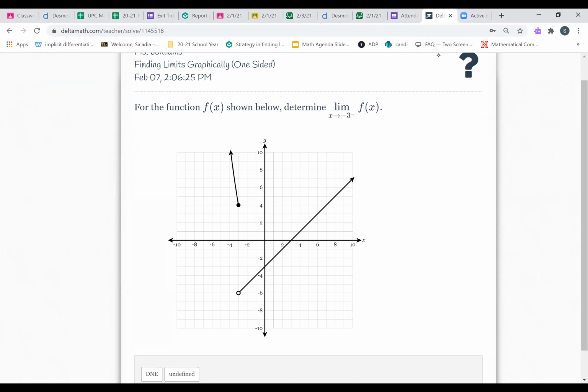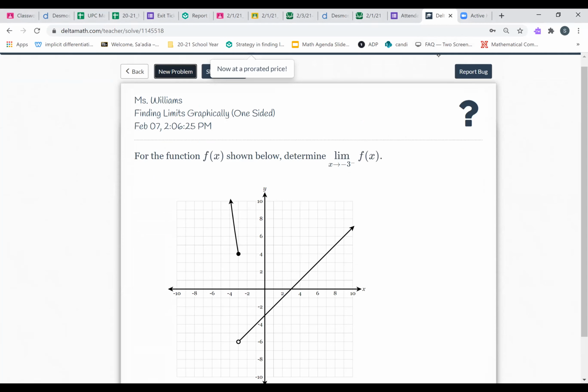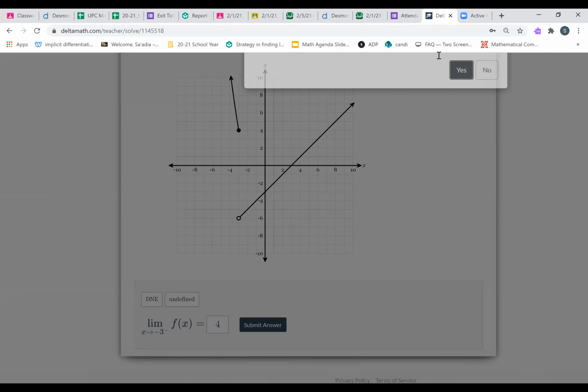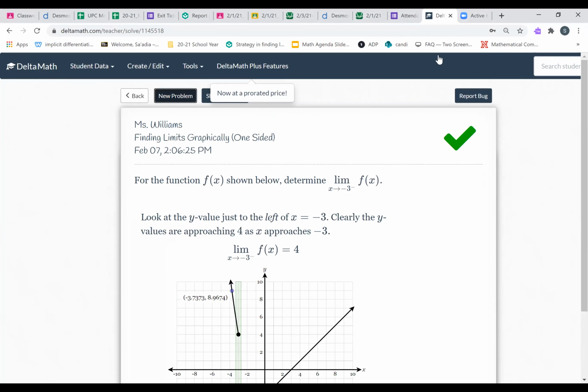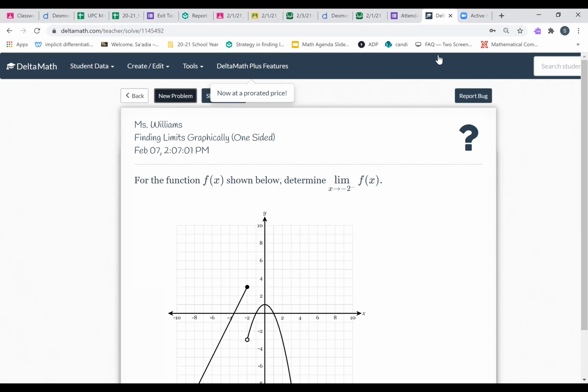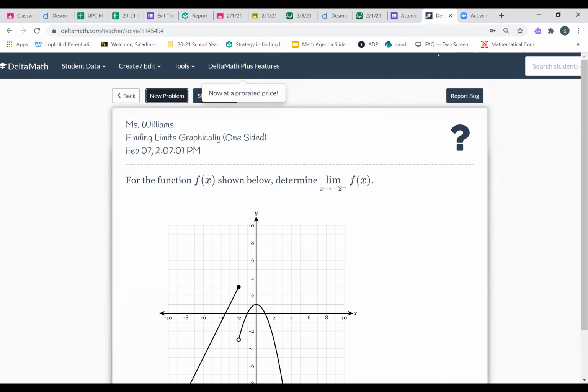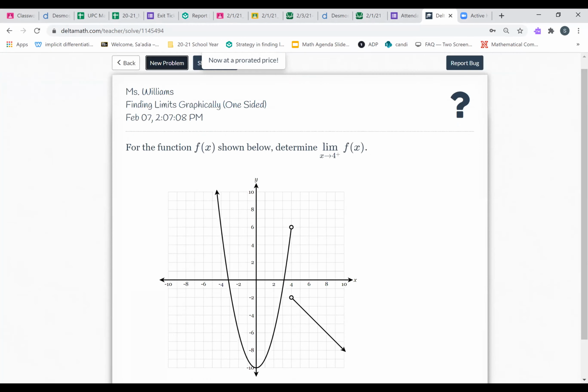On this one, it says -3 from the left. So you find -3, which is this line here where the two circles are open and closed, come from the left side, which means from -4, making your way closer to -3, and you see that the y value is equal to 4. This one says x approaches -2 from the left, but where are the, here we go. This one says 4 from the right.